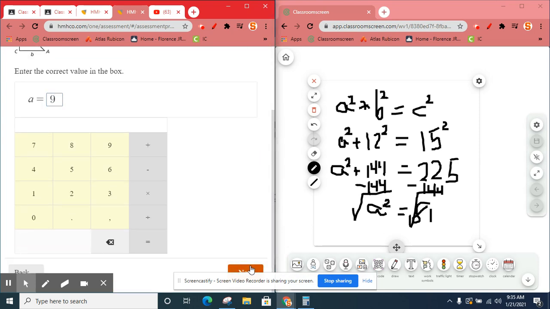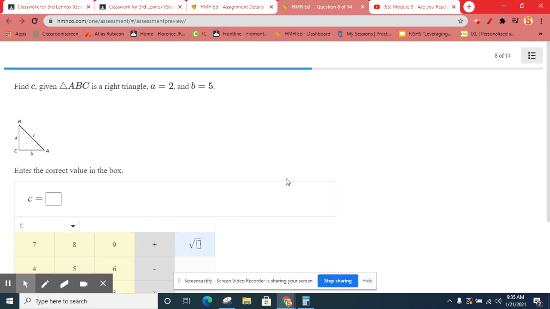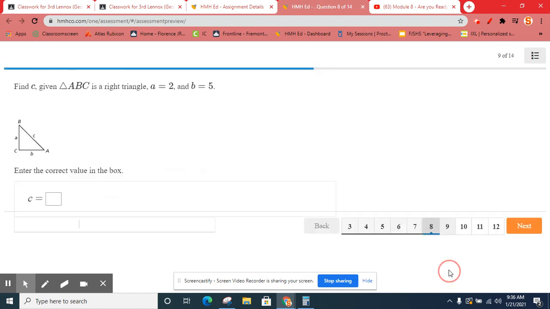All right, so you'll do a similar thing for number 8 there as well. You can see this time you're solving for the hypotenuse, which is a little simpler. That should be no problem.